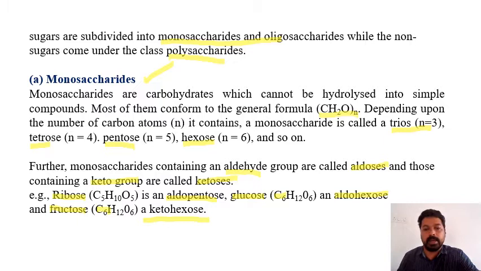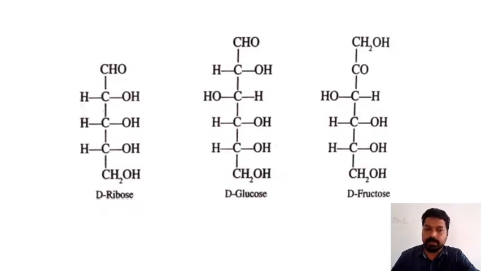So examples for aldoses are ribose and glucose, because they have an aldehydic functional group. Ribose is a pentose sugar. Glucose is a hexose sugar. The next example, for ketose, is fructose. Fructose is a hexose. So here you can see pentoses and hexoses. An example for ketose is fructose. These are the structures of ribose, glucose and fructose.